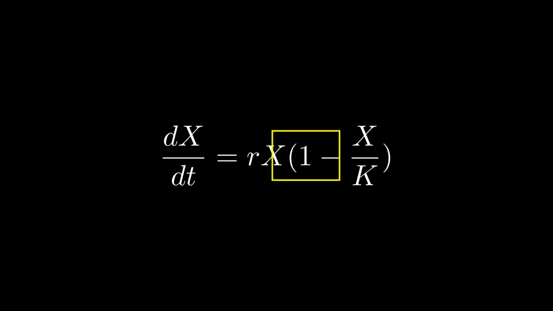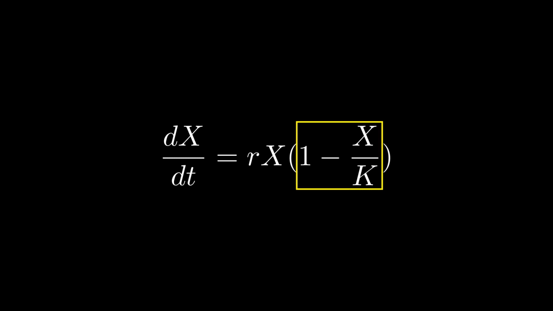But if we look at this other term, we have something interesting going on over here. This term is 1 minus the fraction x over k, where remember x is the current level of the population and k is the carrying capacity, which is the maximum population that can be sustained. So what's going on here exactly?